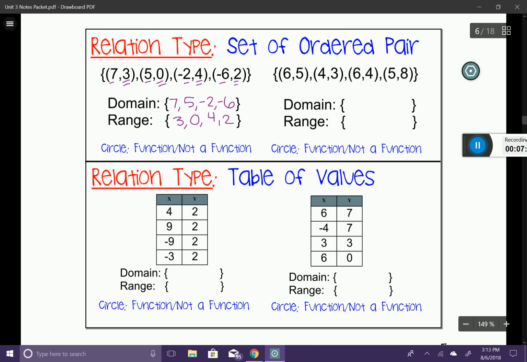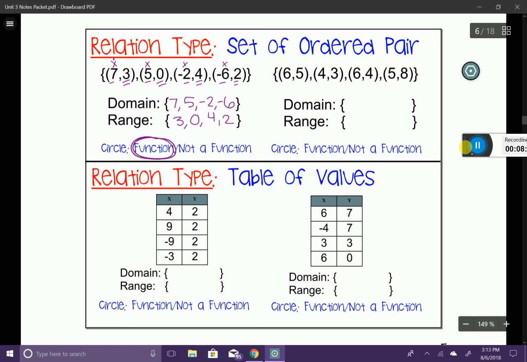Now, the question is, is it a function? Basically, to determine a function, all we're going to do is look at those x values. So we have 7, 5, negative 2, and negative 6. And the question is, if any of these repeat, that means that it's not going to be a function. But you can see in this first example that all 4 of those x values are different numbers. That means that this is going to be a special type of relation. It's called a function.